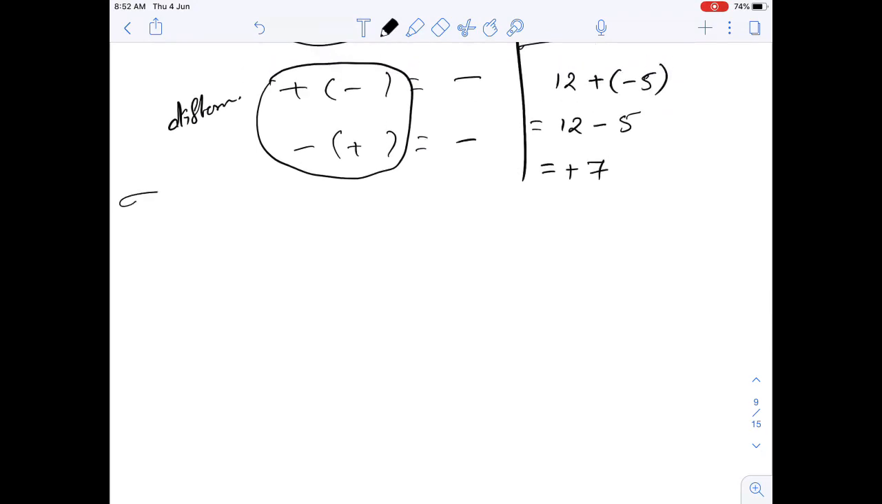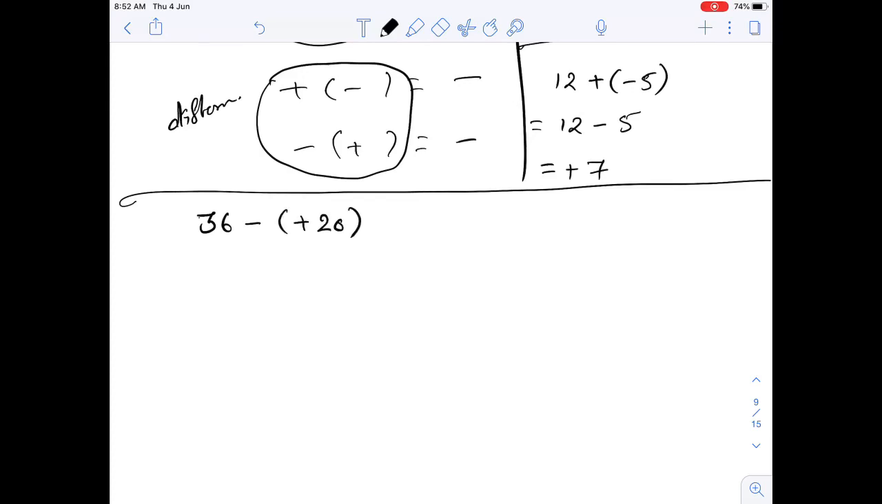Again I am considering one more example. This time we will write it in detail. Suppose we have 36 minus plus 20. Now what will you write?